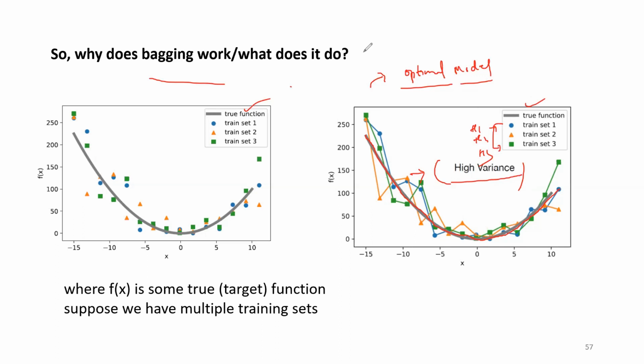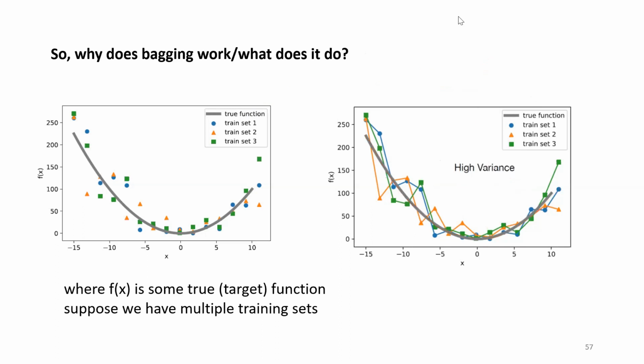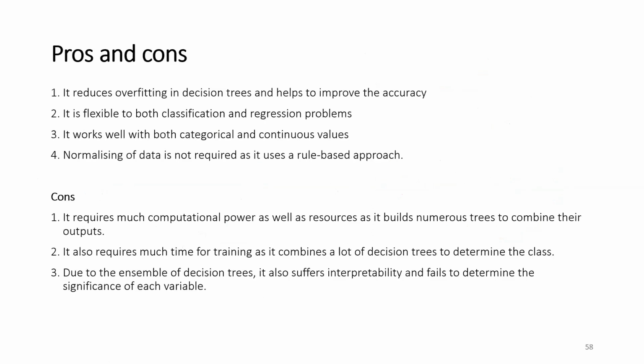And this is also one of the interview questions, what we normally see when you say bagging or boosting or random forest. Here comes the final one, which is basically the pros and cons. It reduces overfitting in decision trees and helps to improve the accuracy. It is flexible to both classification and regression problems. It works well with categorical and continuous values. Reduces overfitting because we have this high variance model, try to get the average of this, and we can see the optimal model, which is close to the true function.